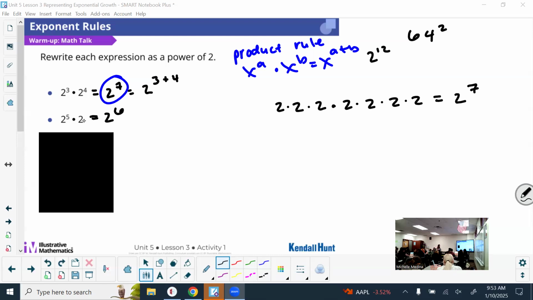So it is 2 to the power of 6. Because what is the exponent if it's not written? 1. So that is why. If it's not written, it has the exponent of 1. So 5 plus 1 is 6.